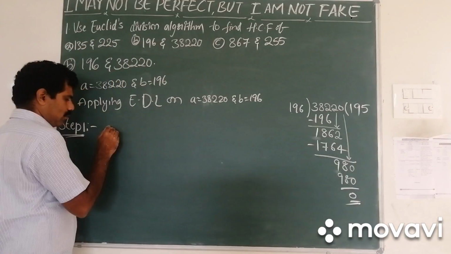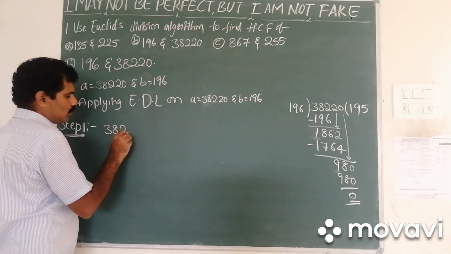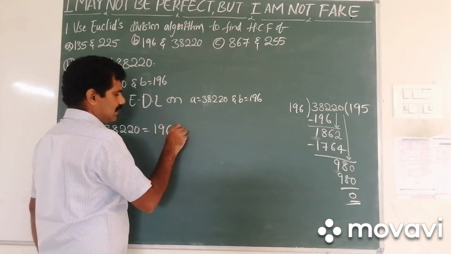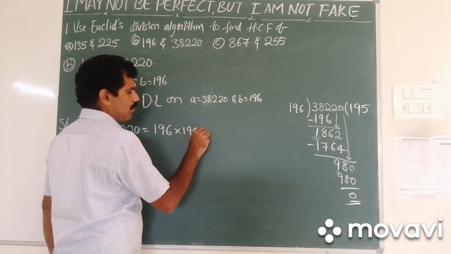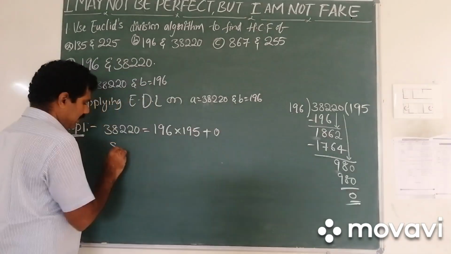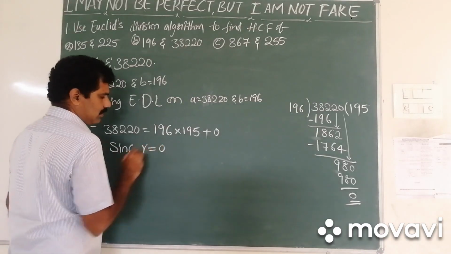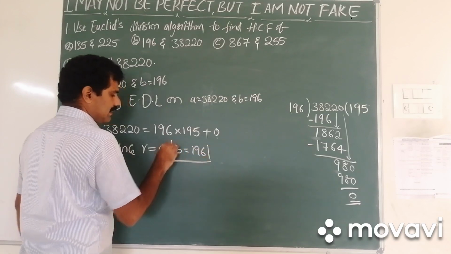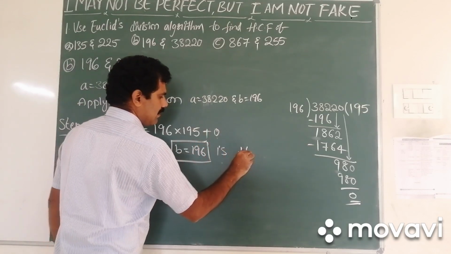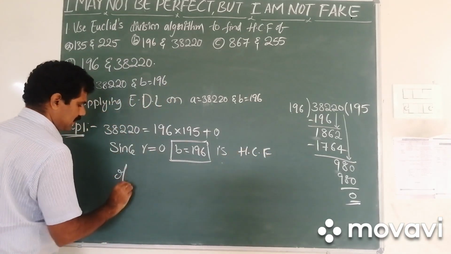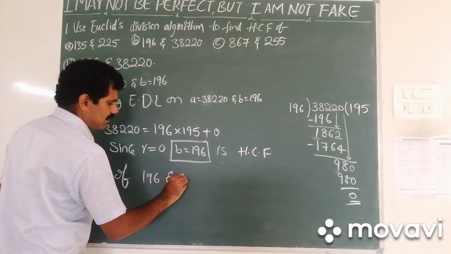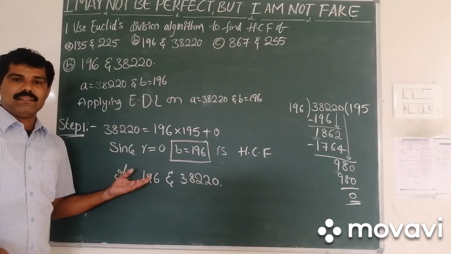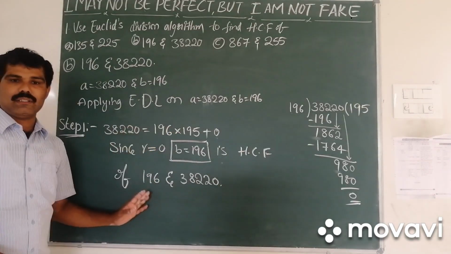Okay, now how to write? So now A, that is 38,220, is equal to B into Q plus R. What is B? 196. Into what is Q? 195. Plus R. What is R? 0. Since R is equal to 0, B is equal to 196, isn't it? 196 is the HCF of 196 and 38,220. So for this problem, in the first step itself we got the HCF.